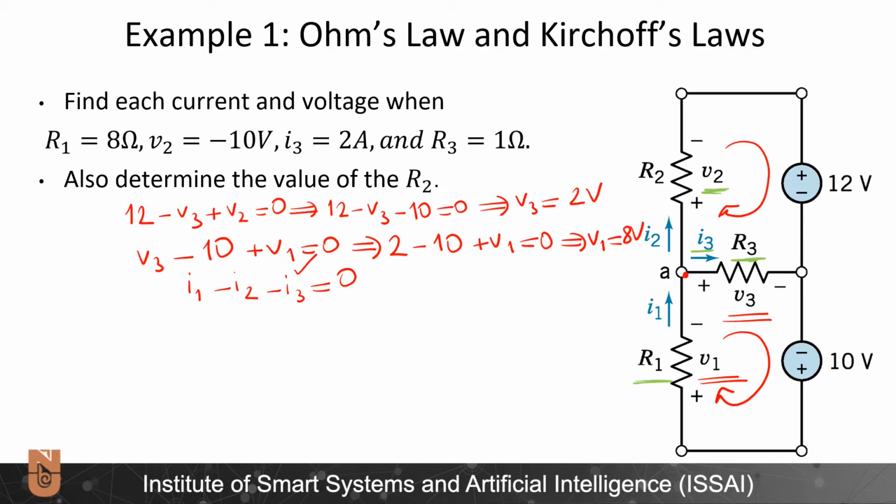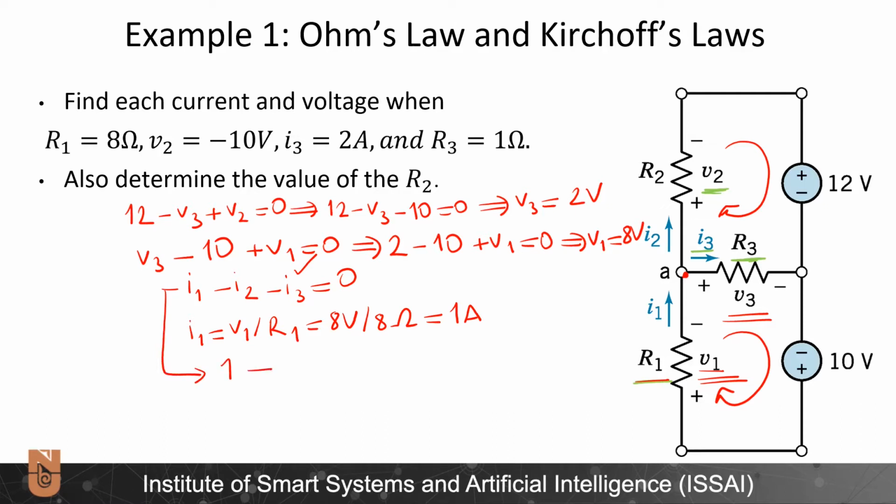Can I find I1? Yes, because I know both V1 and R1. So I1 will be equal to V1 over R1. V1 value is equal to 8 volts divided by R1 value, which is 8 ohms, which will result in 1 ampere for I1. Now, since I know I1 and I3, I can just solve this equation.